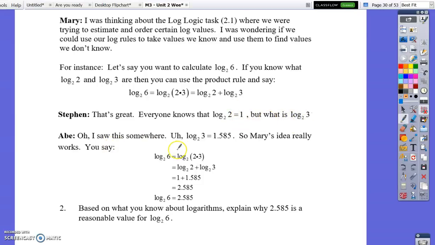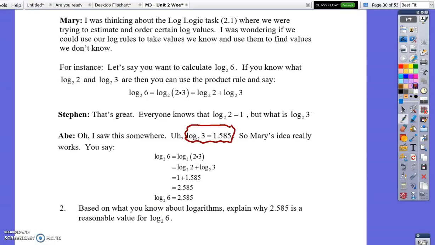And Abe's like, I kind of remember that. And so he pulls this answer out of nowhere. So we know you don't know that, and it's bizarre. But he tries it, and he gets this. This is his answer. Now, based on what we know, is this a reasonable answer?